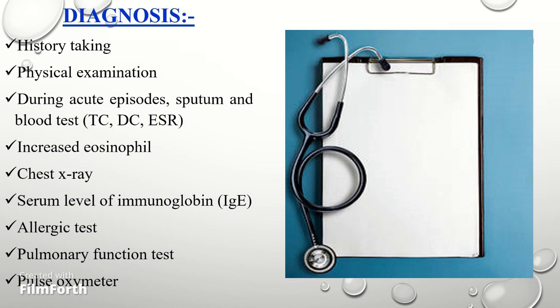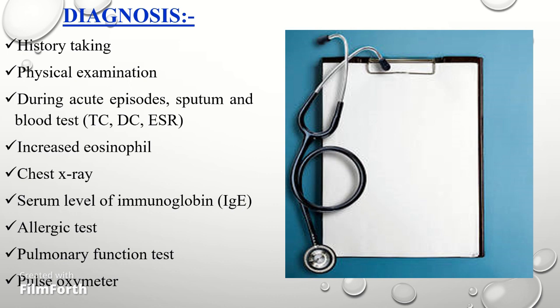During an acute episode, sputum and blood tests, that is TC, DC, ESR, should also be done, and increased eosinophils, and chest X-ray. The X-ray of the chest shows bilateral and asymmetric air trapping in the lungs, and a mucus plug may also be seen in the chest X-ray. Another one is the serum level of immunoglobulin E. We also have to identify whether it is increased or not, as well as do the allergic test, and another one is the pulmonary function test.